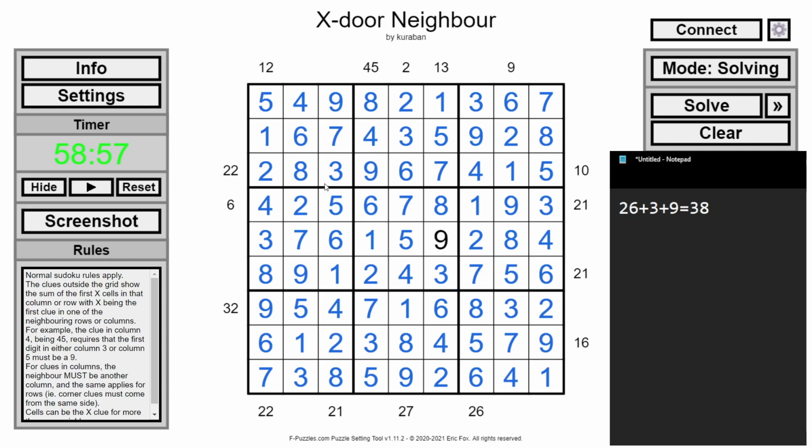But let's double check these to make sure we got everything right. Yeah, F-Puzzles doesn't check these clues. It just kind of checks to make sure that you don't have any mistakes with regards to basic Sudoku. When you do more custom variants, F-Puzzles or any solver that you don't literally code this variant in yourself is not going to recognize it. So anyway, let's look at this.